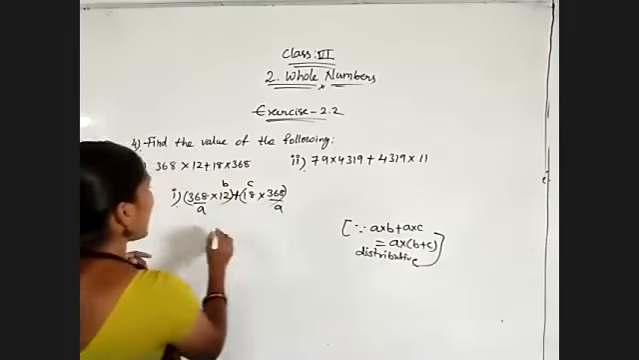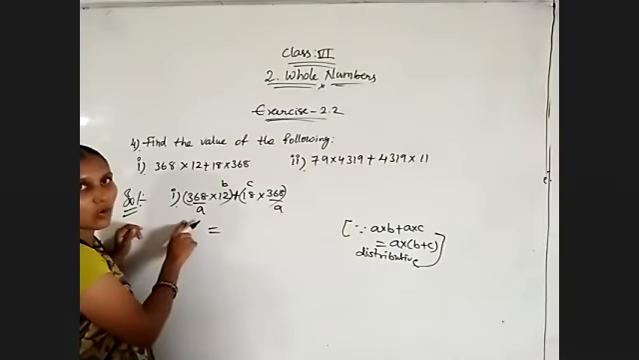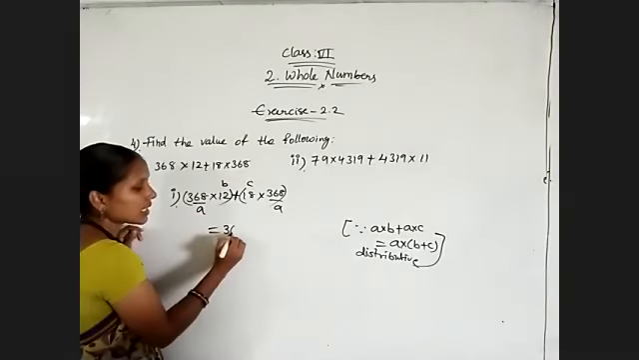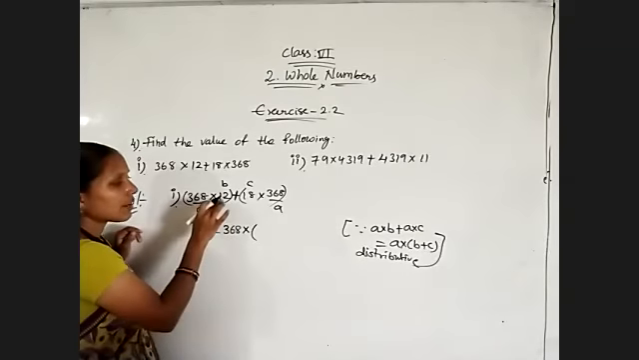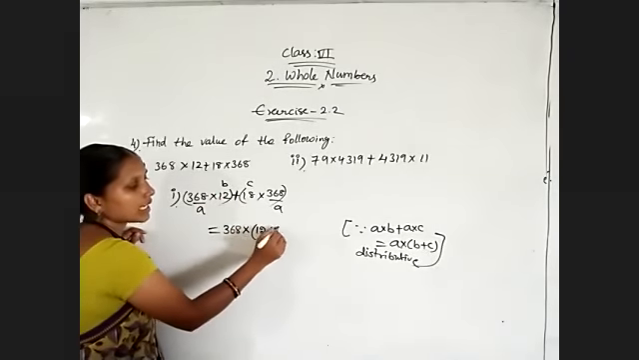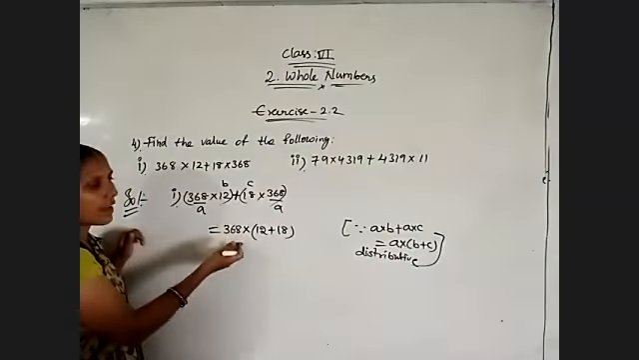So here I am using the distributive property only. What is the common number? Take it outside. Which is the common number here? 368. 368 into, I am writing outside. What is left in the first term? 12. What is left in the second term? 18. That's all. 368 we have written outside.